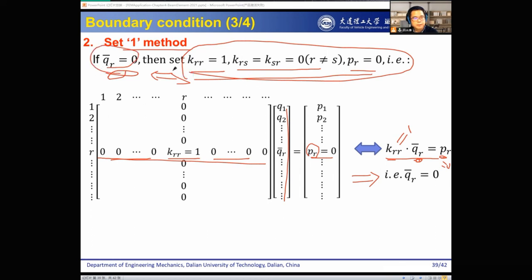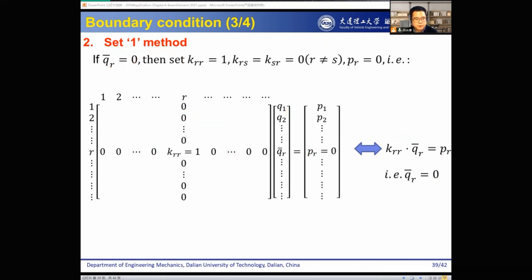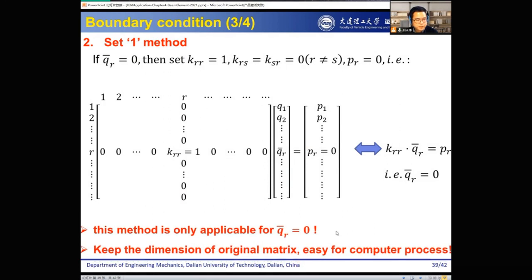So this method, we call it the set one method. And you can see the advantage of this method: we don't change the dimension of this big matrix. We keep the same dimension, and then it is easier for the matrix operation. This method is only applicable for QR bar equals 0, and the advantage is that it keeps the dimension of the original matrix, easy for computer processing.